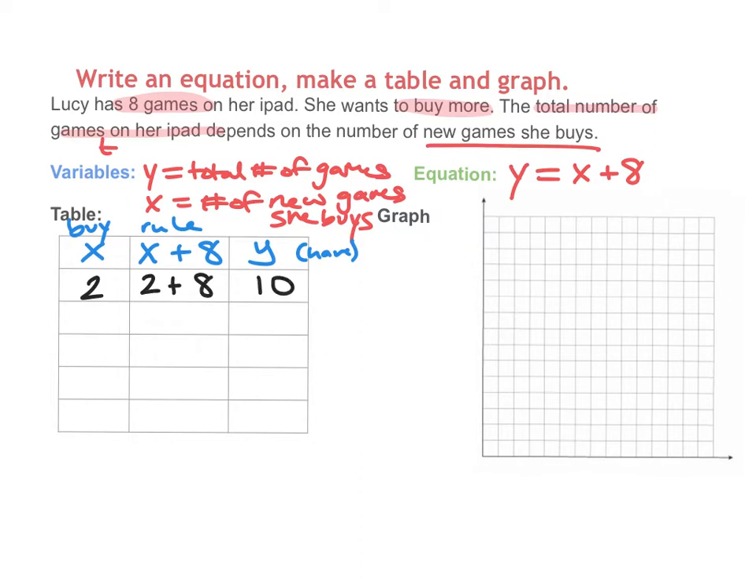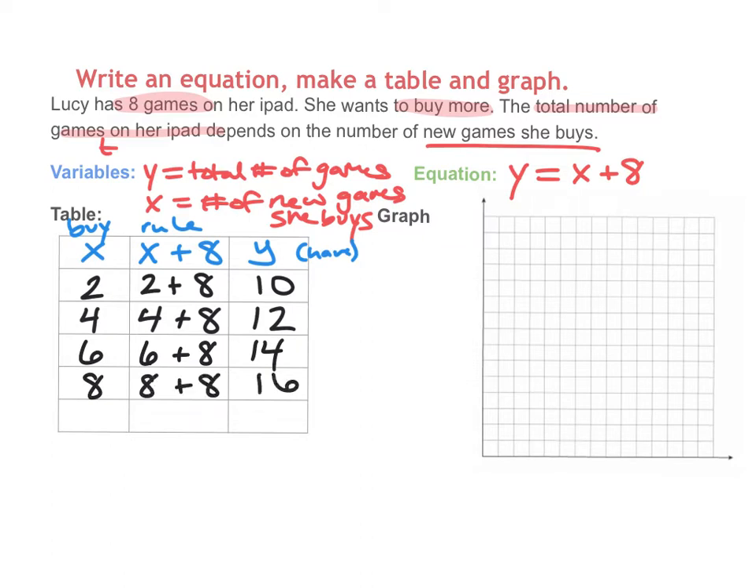What if she went to the store and she bought 4? Okay, so 4 plus the 8 she already had, she now has 12 games. What if she went to the store and wanted 6 games? So 6 new games plus the 8 she had, now she has 14 games. What about 8? 8 new games plus the 8 she already had, 16 total games. And 10 new games plus the 8 she already had, 18 total games.